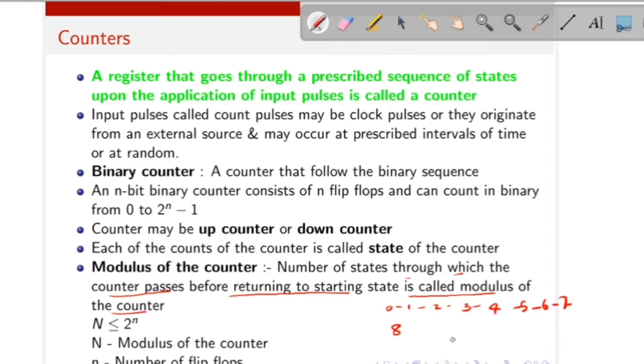Okay, after 7 it goes to 0. So before returning to the starting state, it goes through 8 states. So the modulus of the counter is 8. Okay, take a mod 3 counter.